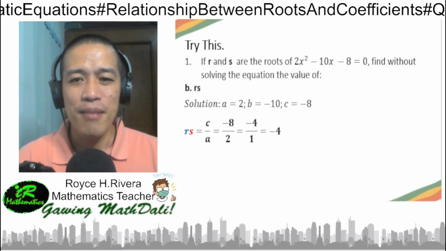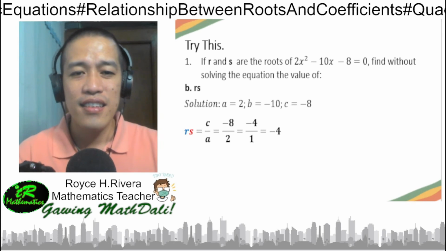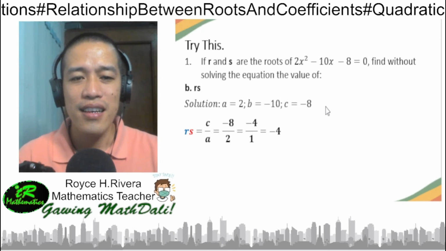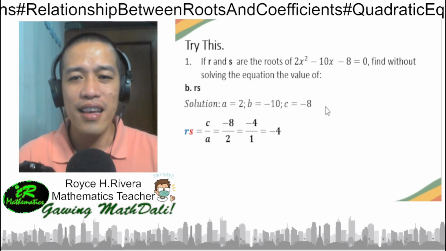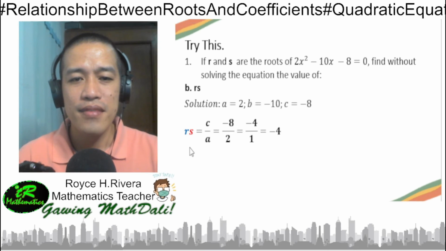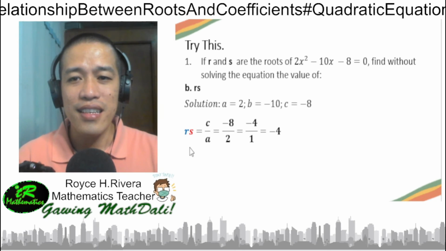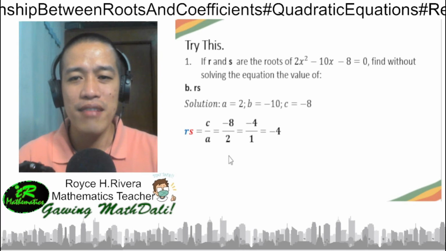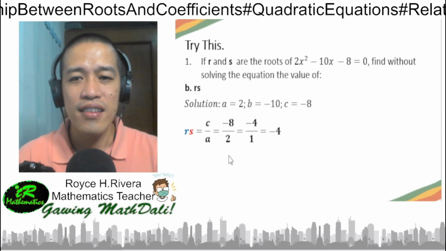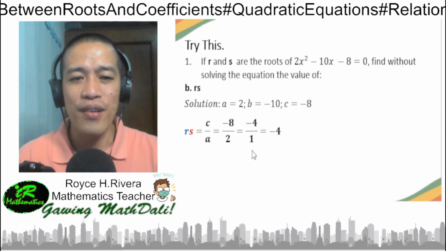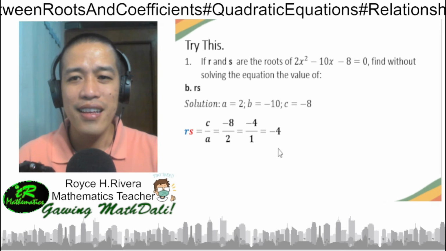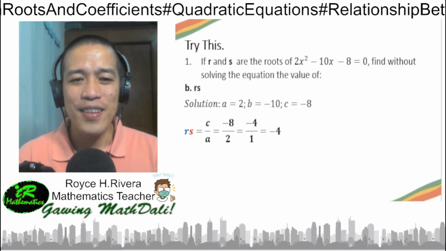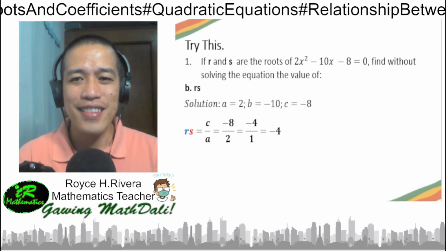Letter B, the product of the roots r times s. Again, the values of a, b, and c are 2, negative 10, and negative 8 respectively. R times S is equal to C over A. By substitution, we have negative 8 over 2, negative 4 over 1, or simply negative 4. So, ayun. Alam na natin kung paano nakuha ang mga sagot.